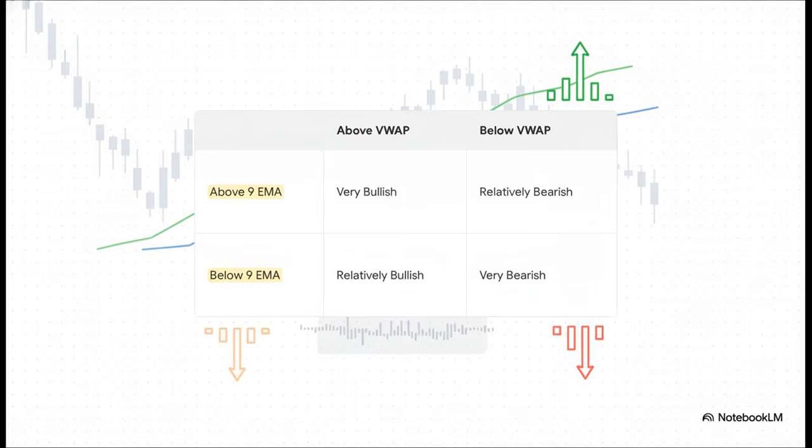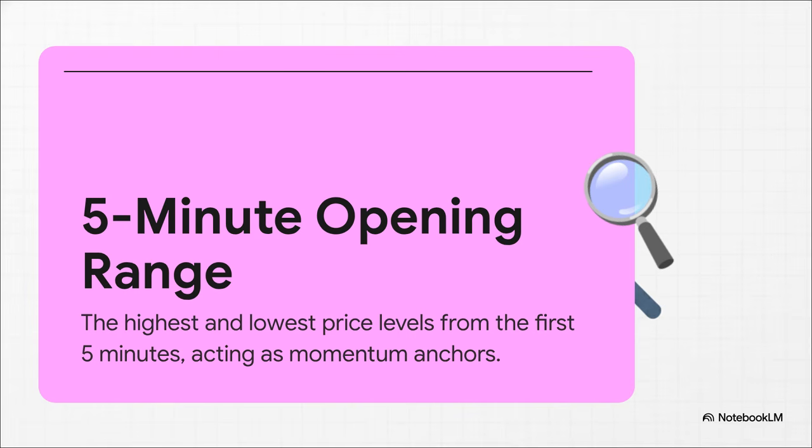But what if it's mixed? If price is above VWAP, but below the 9 EMA, that's our relatively bullish zone. Momentum is weak. If it's below VWAP, but above the 9 EMA, it's relatively bearish. And when the price is caught right in between those two lines, it's trapped in a total gray area. And as disciplined traders, you know what we do? We just wait.